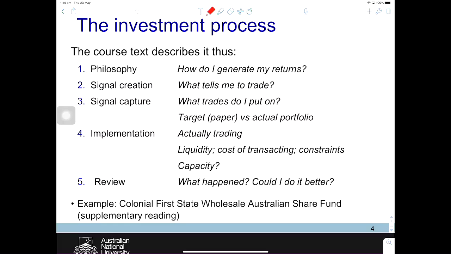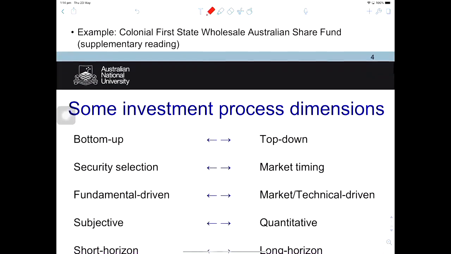You're going to have a tutorial exercise on this. I'll give you Colonial First Australian small shares. You may have a read of the facts of the fund and try to imagine how they may get the signal created and signal captured within the investment process. So it's for general understanding only. It's not going to be examined in the exam.